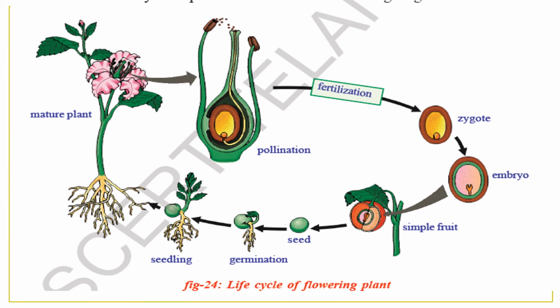Okay, in the mature plant, pollination takes place, then fertilization. The pollens are coming out. See the diagram from the flower tip of it. Then it becomes zygote, then embryo, then simple fruit, seed. Then takes place the germination, then the seedling, okay, and then the mature plant, the last part.